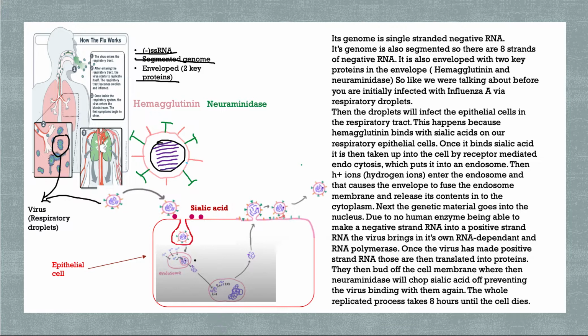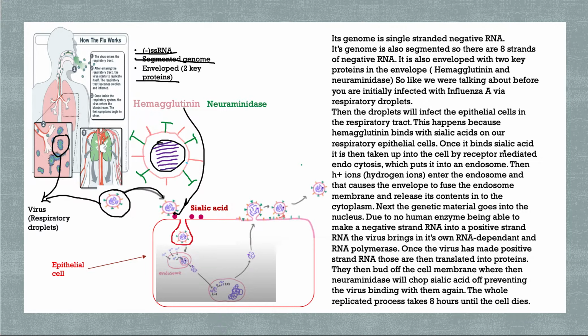So onto the diagram right here. The droplets will then infect the epithelial cells. So this is your epithelial cell right here, this little box, in the respiratory tract. This happens because the hemagglutinin binds with the sialic acids on our respiratory epithelial cells. So what this is saying here is this is the droplets. This will be the Influenza A droplets. These then bind with our sialic acids. So the hemagglutinin will bind with them, as you can see the color here, all the way down.